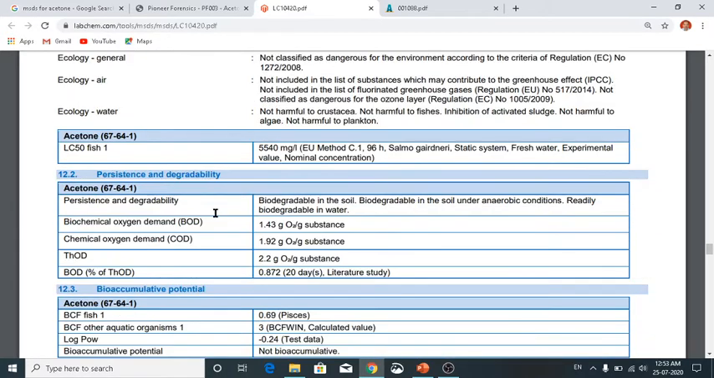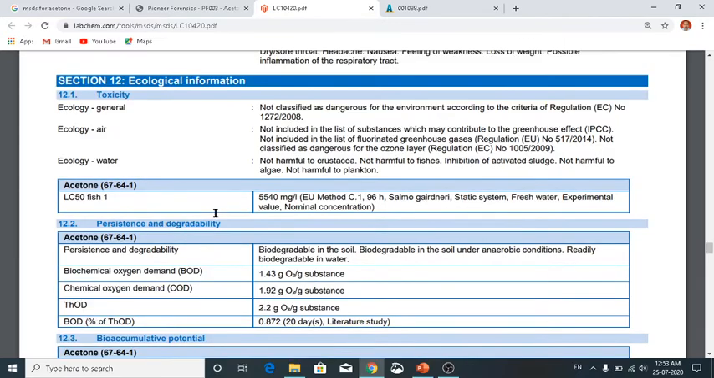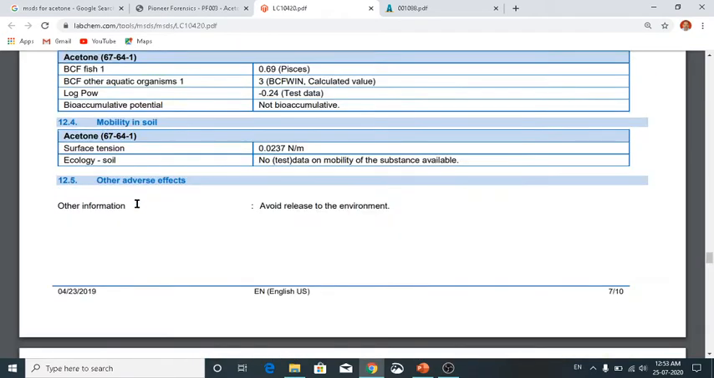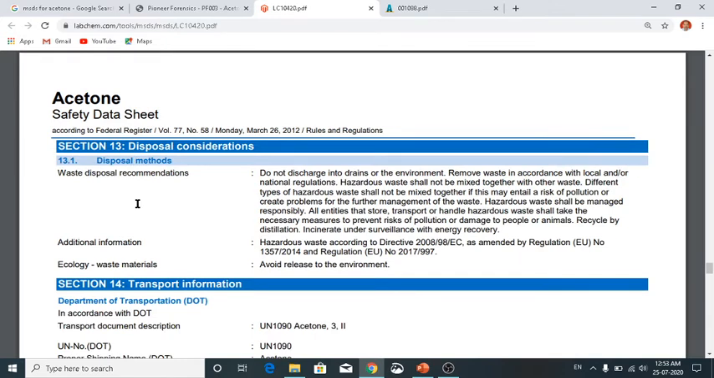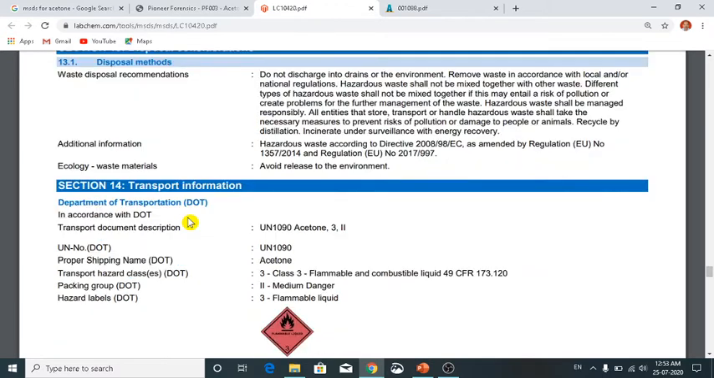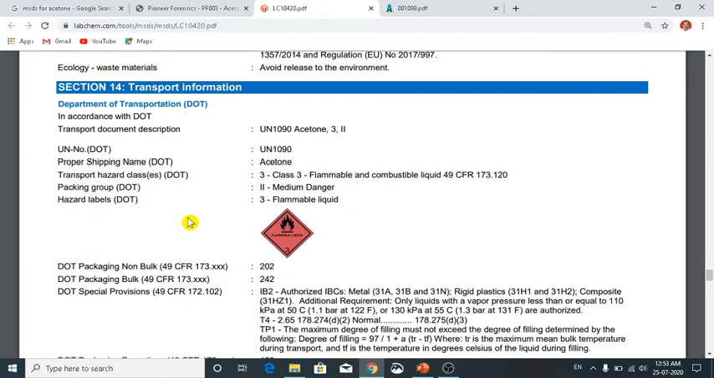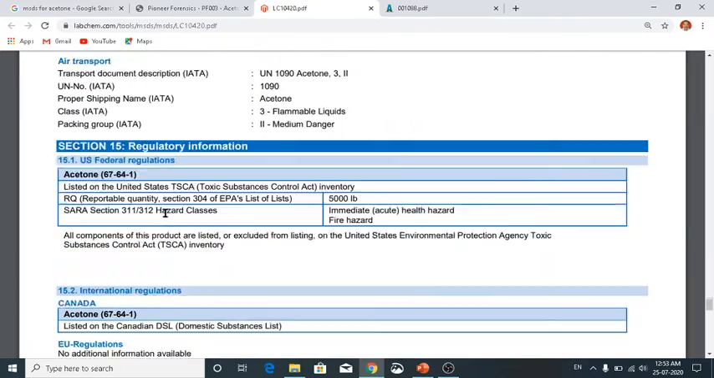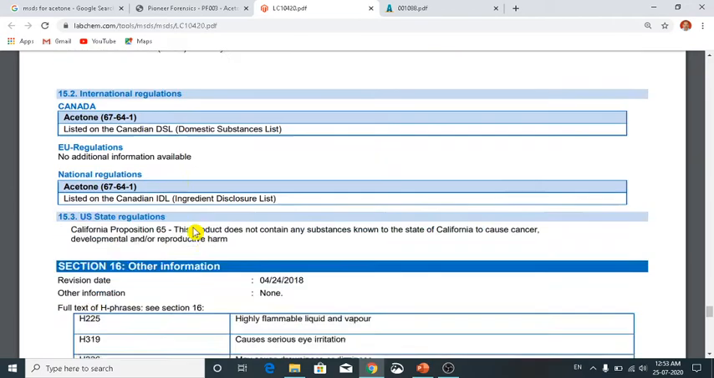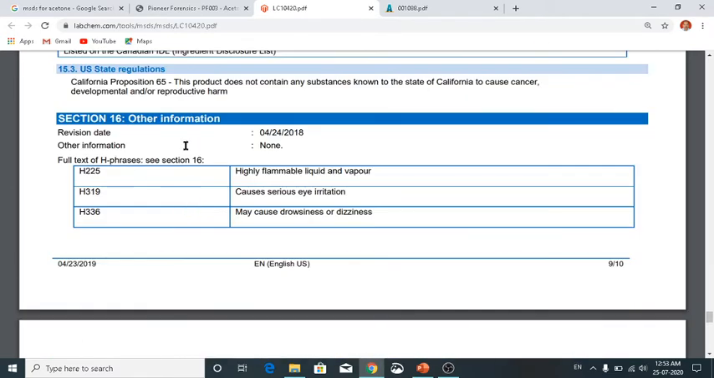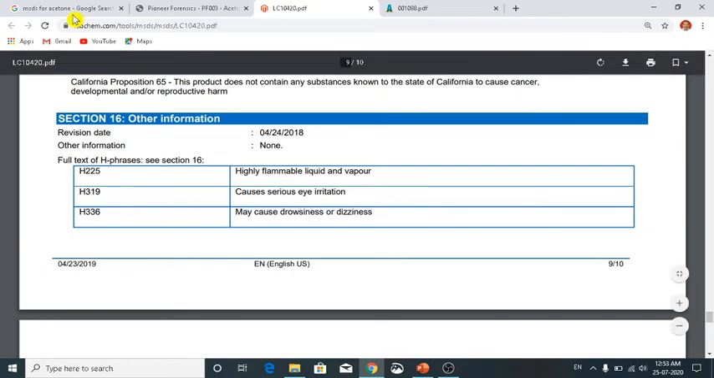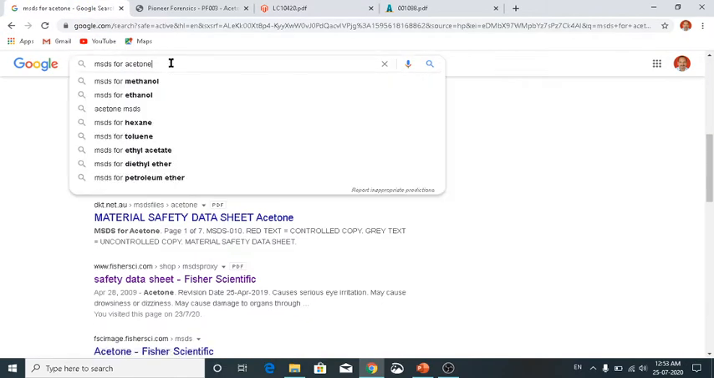Ecological information. It is not classified as dangerous for the environment according to this particular law. Disposal considerations are also given. Transport information is also given under a separate head. Other regulatory information and other information. You can search MSDS for any compound.